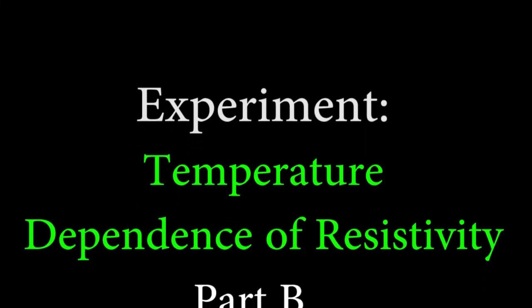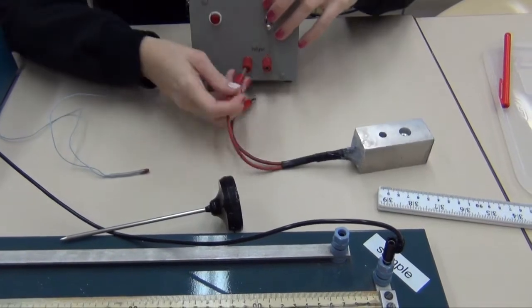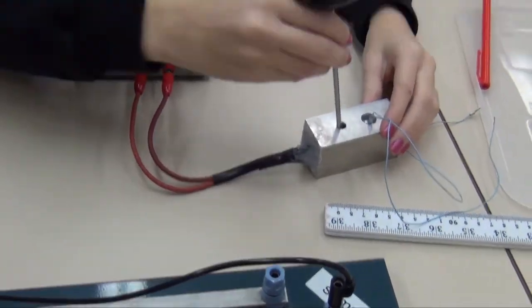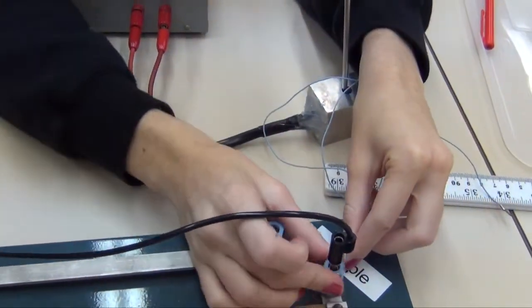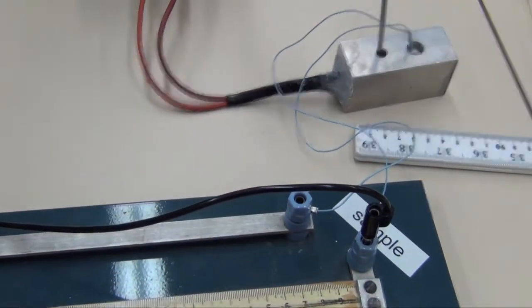In Part B, we'll be replacing the resistor with a thermistor and heating it to determine the effect that temperature has on its resistance. Attach the block heater leads to the appropriate power supply. Place the thermometer and the thermistor in the holes in the block heater. Remove the sample resistor you measured in Part A and replace it with the thermistor leads.